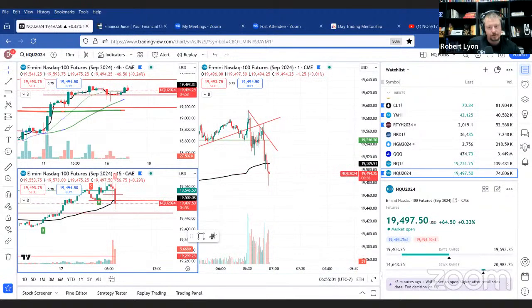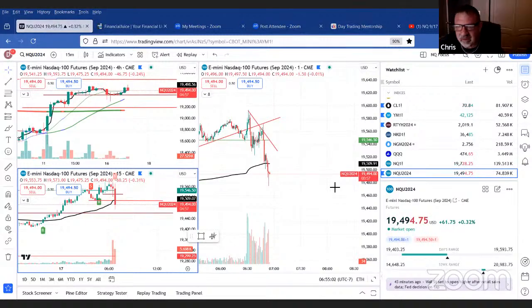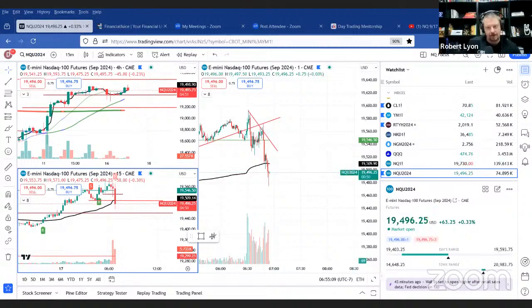Definitely getting a little action now finally. It's definitely passing through some key support and resistance areas.